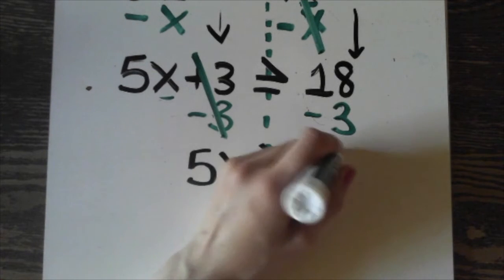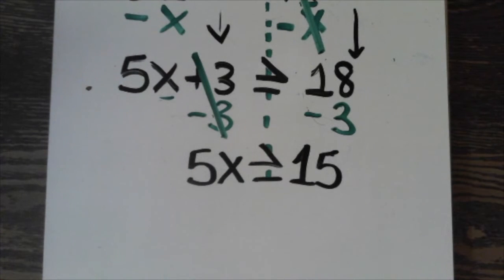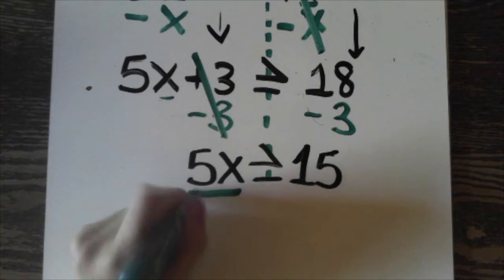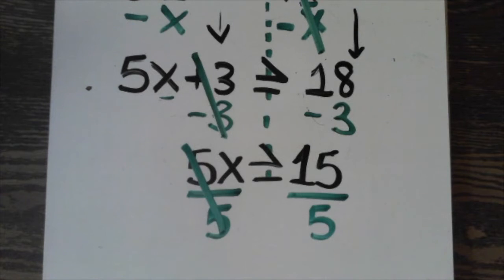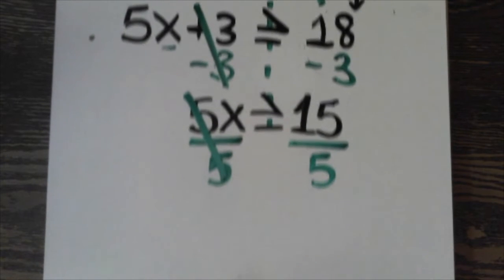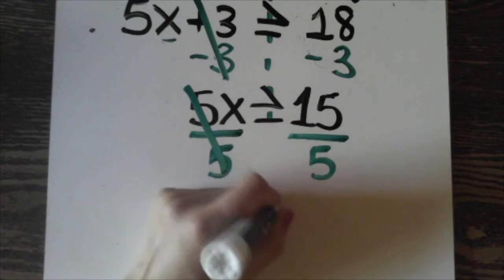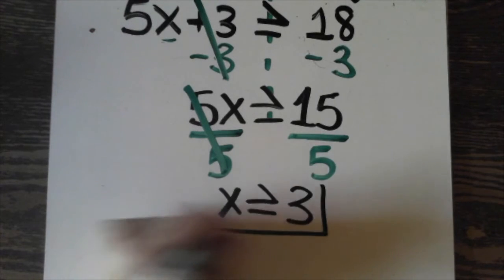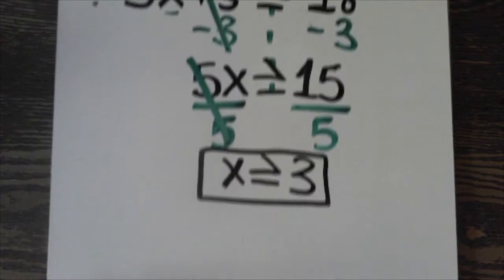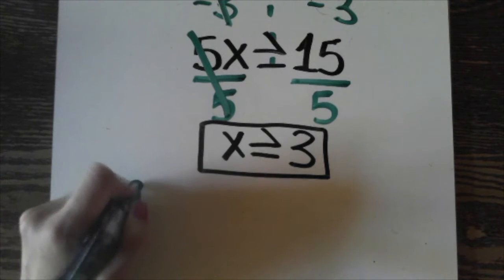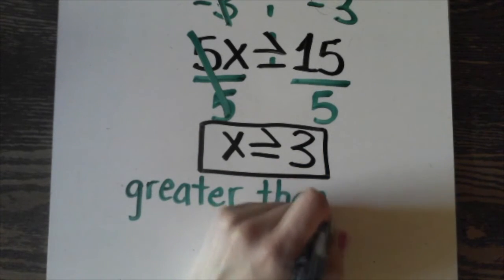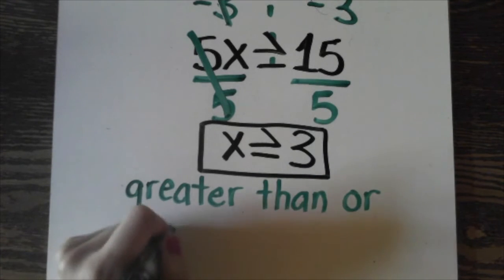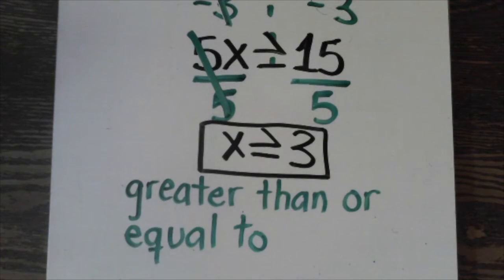Our final step is to notice that we have 5 times x, and the opposite of times is divide. So we are going to divide 5 on both sides, and we are left with x is greater than or equal to 3. We are going to write this, and remember there are two ways to write this: greater than or equal to 3, or more than or equal to 3. Both of these expressions are equivalent and interchangeable.